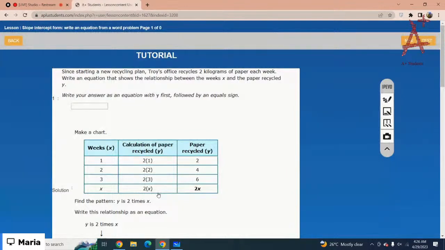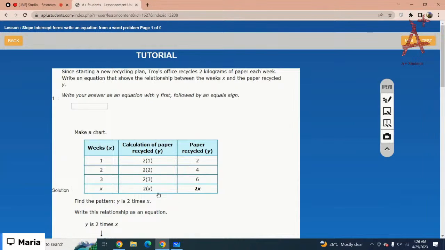Okay, since starting a new recycling plan, Troy's office recycled 2 kilograms of paper each week. Write an equation that shows the relationship between the weeks X and the paper recycled Y. So you can make a chart from the given data, and then using the chart it would be easy for you to write down the equation. In the first week they recycle 2 kg of paper. In the second week it would be 4, in the third week it would be 6, because each week they are recycling 2 kilograms of paper.